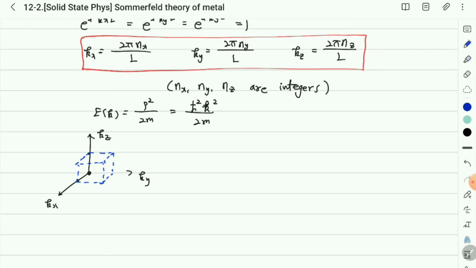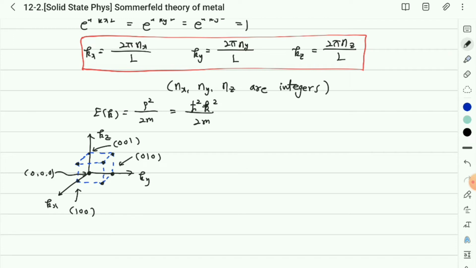And like this, the quantized level like this. This point is the ground state (0, 0, 0), and this is (1, 0, 0), and this is (0, 1, 0), and this point is (0, 0, 1), and like this. Some points can be defined, and it can make a very small cube.